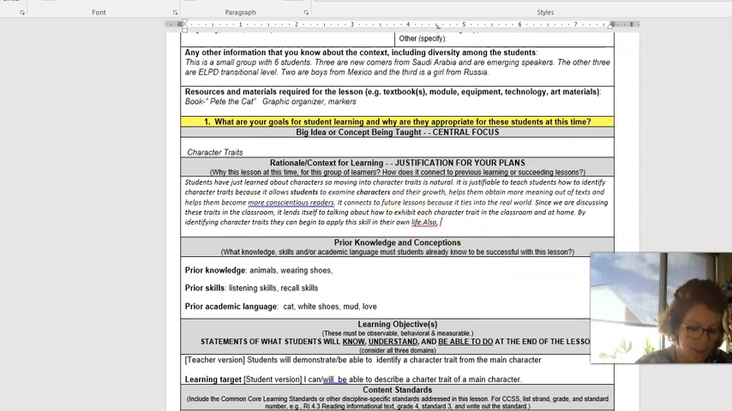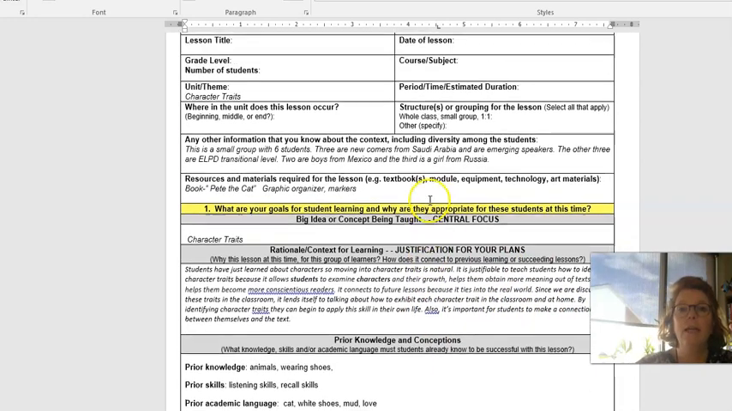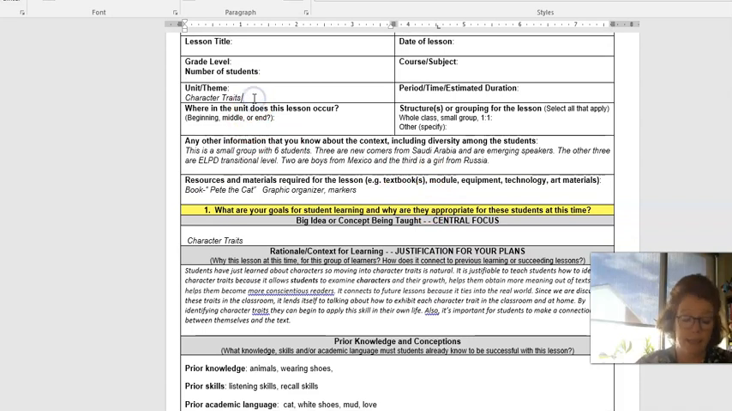Also, it's important for students to make a connection between themselves and the text. And this is important. So I've just added this. And, oops, you can fix all that later. And character traits, you can also say, and then here, making connections to self. So we've also already added something based on our standards.